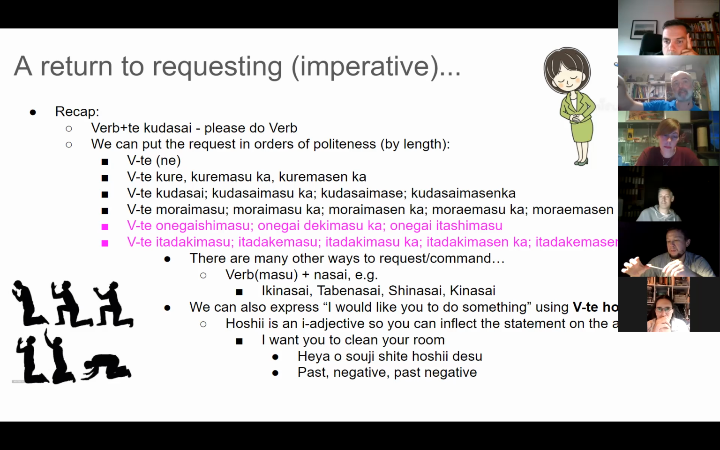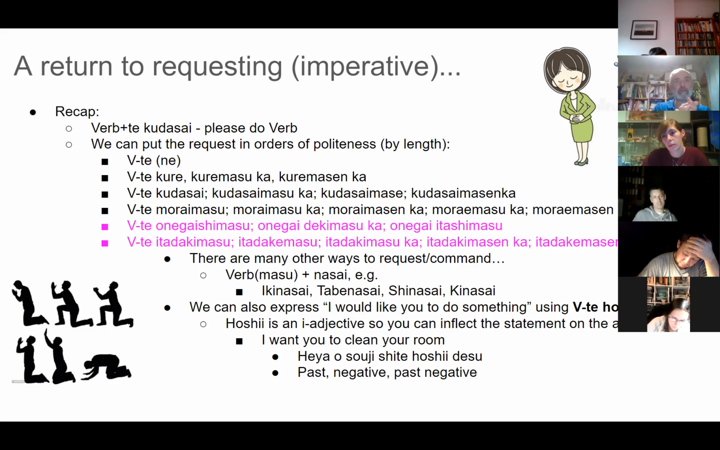And this actually brings us on to, I'm not sure if I mentioned this in this slide, the use of te hoshii in this direct way, you can only use for yourself. You can't say, for example, if you have a sentence like, would you like me to clean your room? You can't say, anata no heya o souji shite hoshii desu ka?